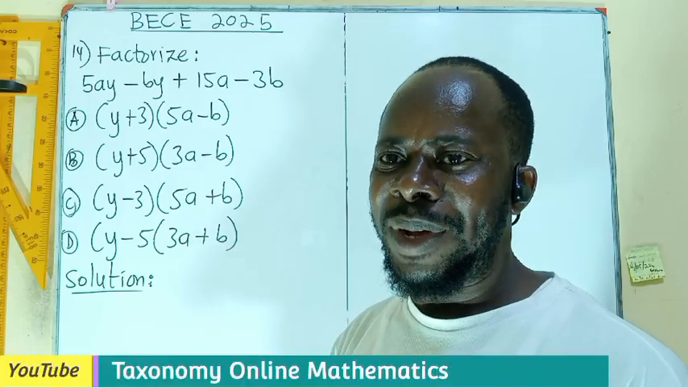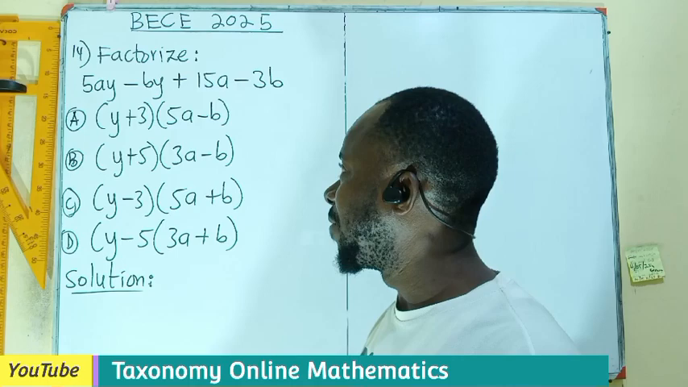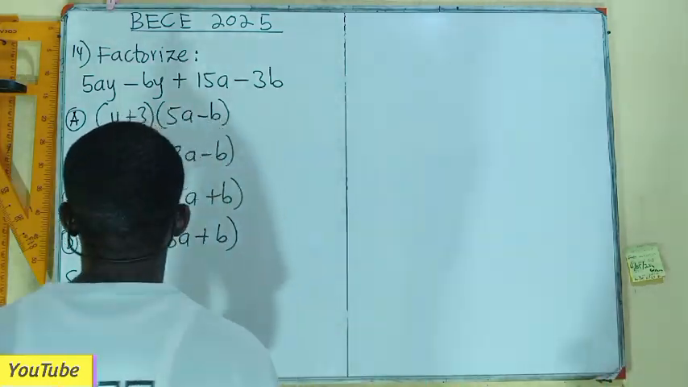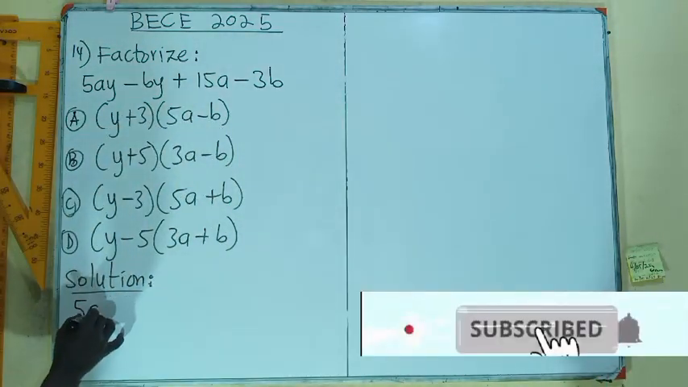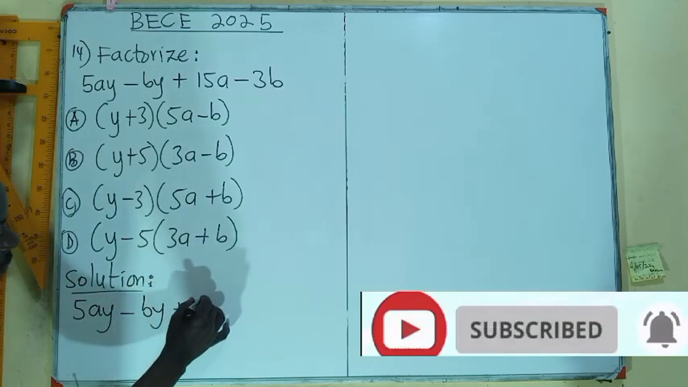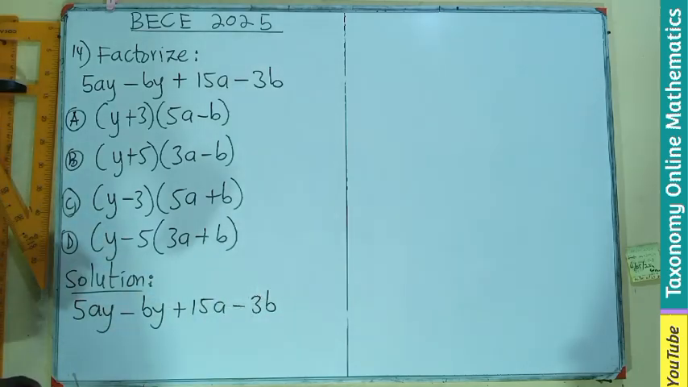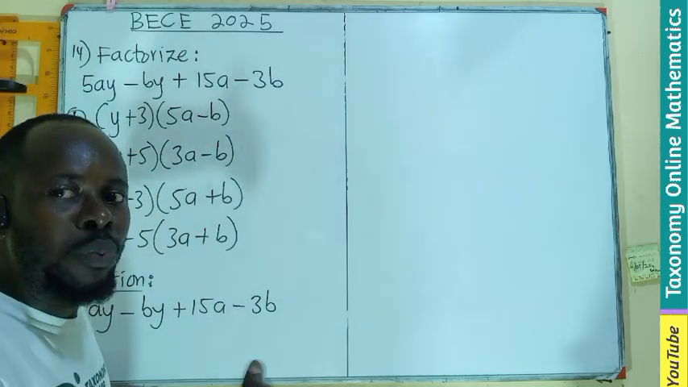Hello, welcome to question number 14, BECE 2025. We have to factorize the expression 5ay minus by plus 15a minus 3b. These are four terms, so we can factorize this by grouping method.